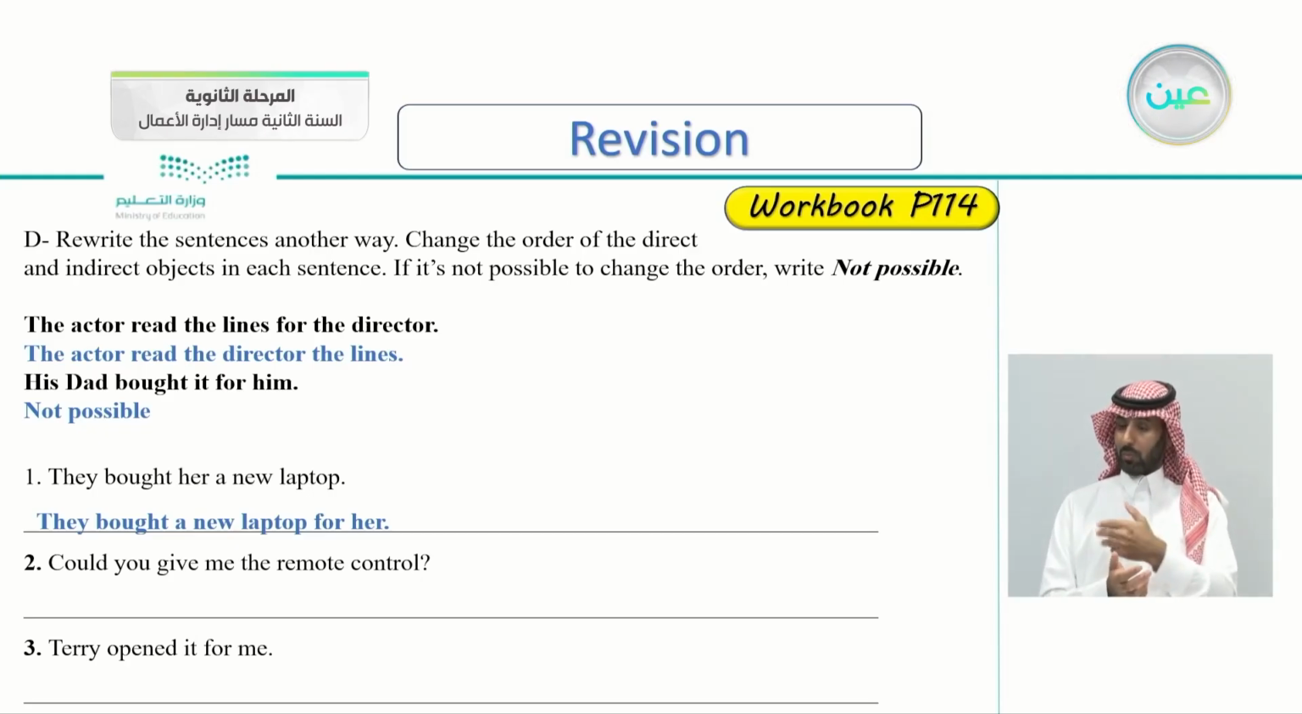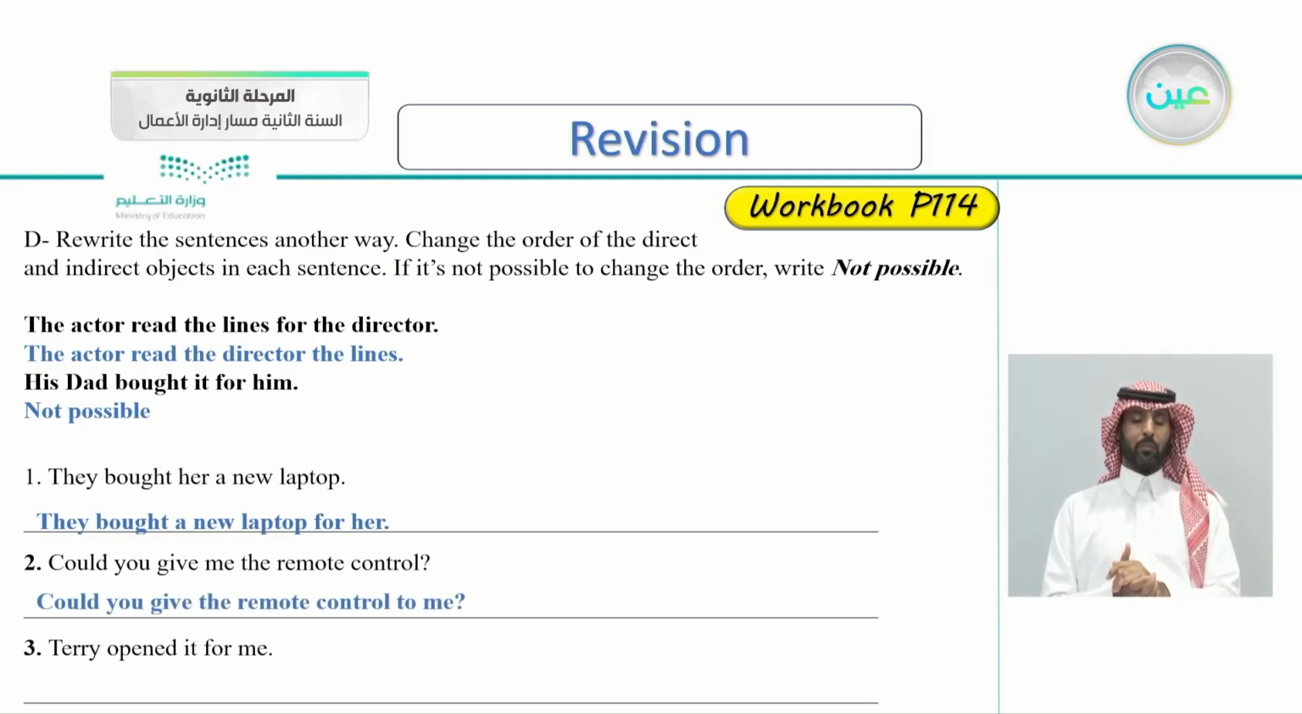Number two, could you give me the remote control? So how do we change it? Okay, let's check together. Could you give the remote control to me? So me here is the indirect and remote control is the direct. Number three, Terry opened it for me. Pay attention here.